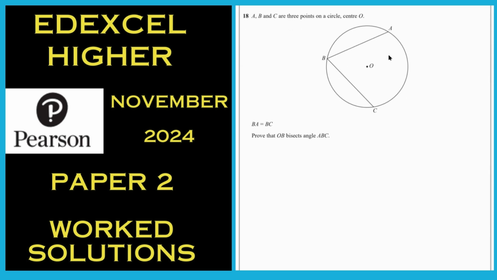Number 18, a little bit of a strange one, but only worth 3 marks. Firstly, they've told us that BA equals BC. Them two lines are the same. Next, B to O, O to A, O to C, they are all radii. And that's now the key step. Side, side, side.